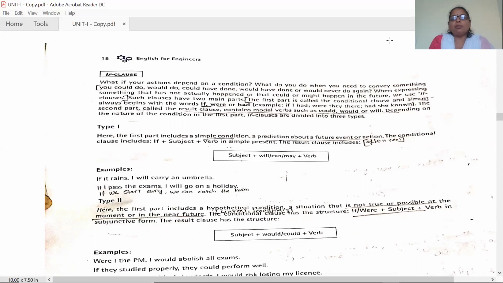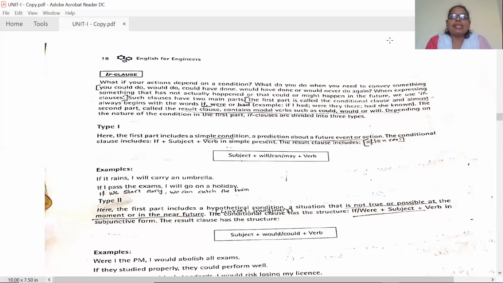When you want to express something which you would have done in the past, things you would have completed, or things you would like to do in the future, you take help of if clauses. That is, if your actions depend on a condition, when you need to convey something, you could do, would do, could have done, or would never do again. When expressing something that has not actually happened or might happen in the future, you take help of if clauses.